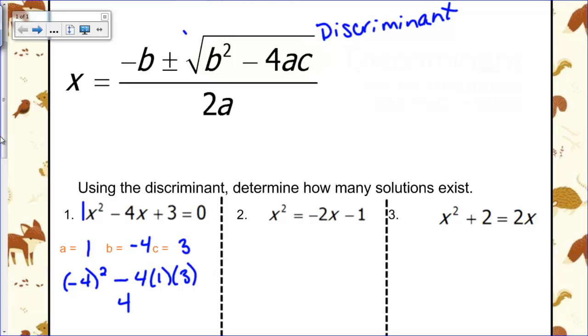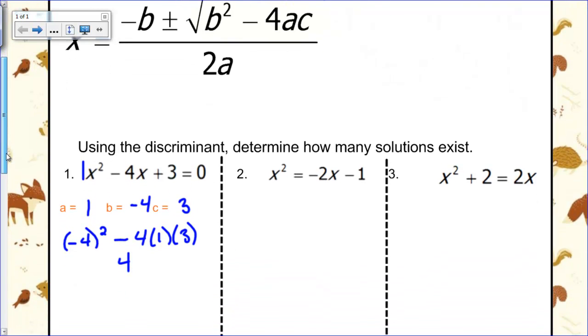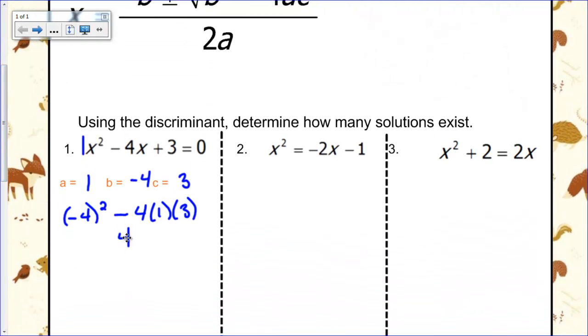So what I have is a positive number as my answer. Whenever you do the discriminant and you have a positive answer, it tells you that you're going to have 2 solutions. So for this problem, if I use the quadratic formula and solve the whole thing, I'm going to get 2 solutions. It means that my parabola crosses the x-axis twice.